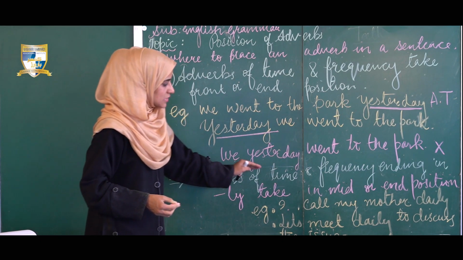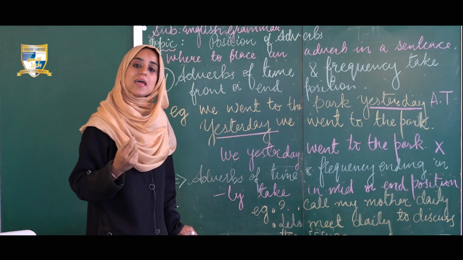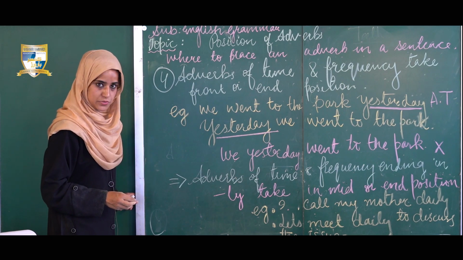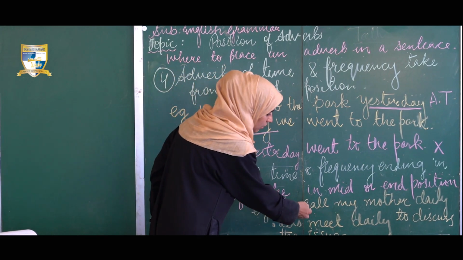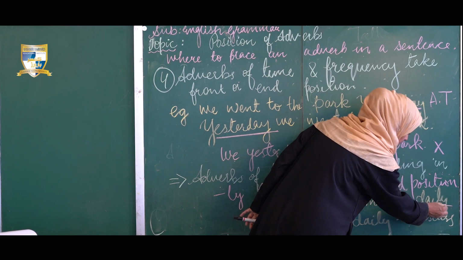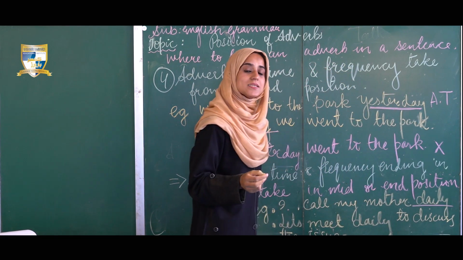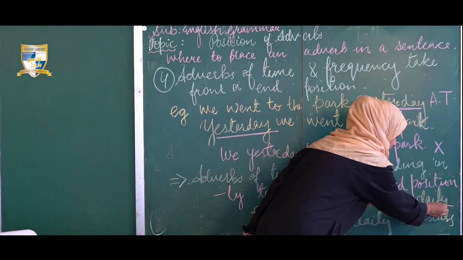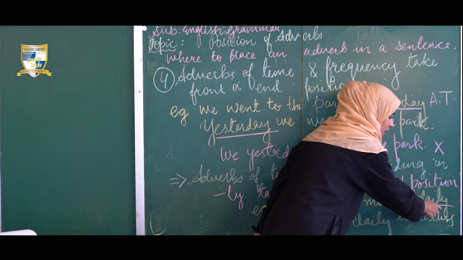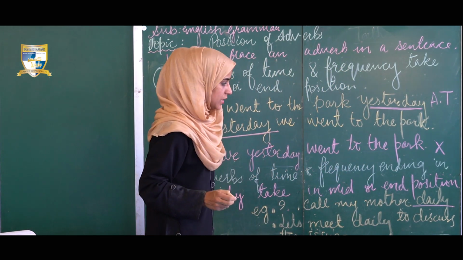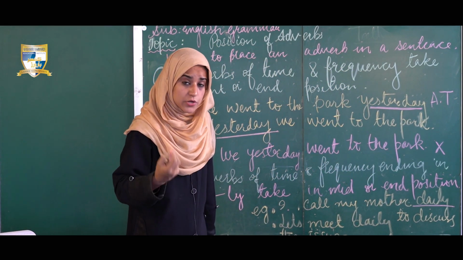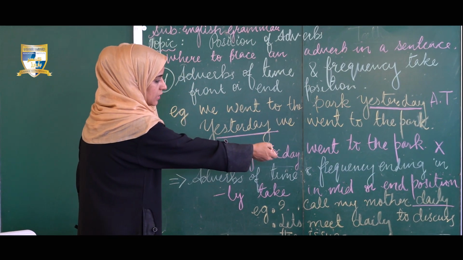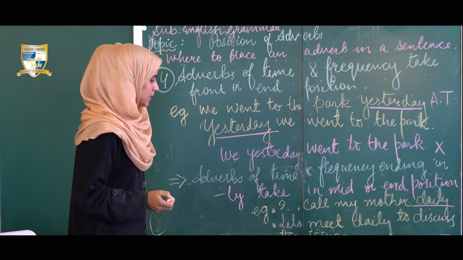But adverbs of time and frequency ending in ly usually take mid or end position. For example, I call my mother daily. Daily is an adverb of frequency that ends in ly. You can see D-A-I-L-Y. It ends with ly. So the adverbs of time and frequency that end with ly usually take end position or mid position.